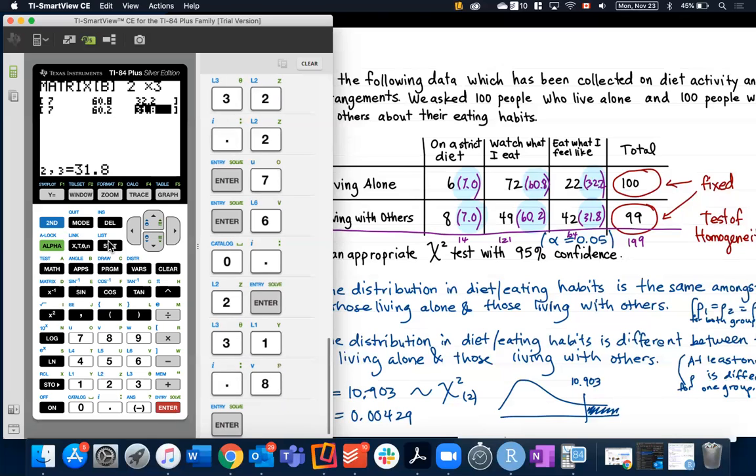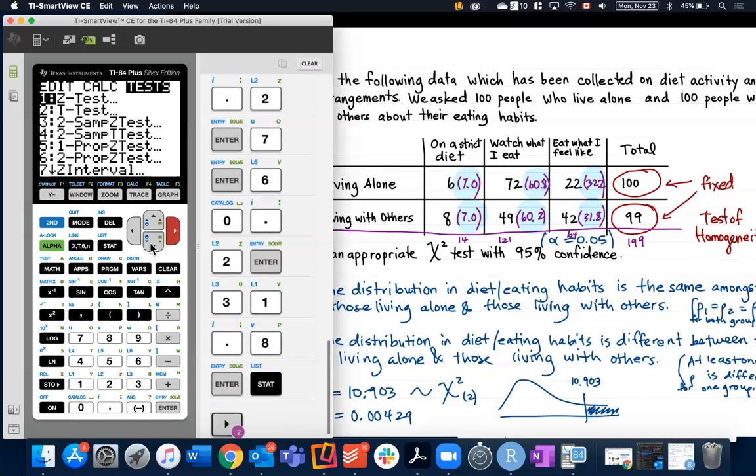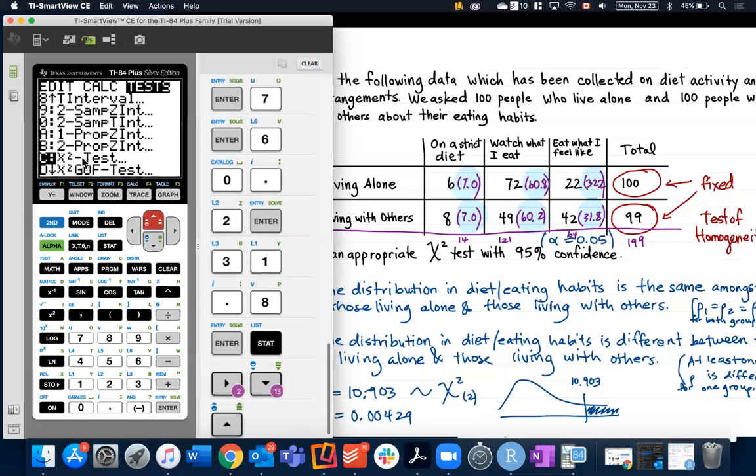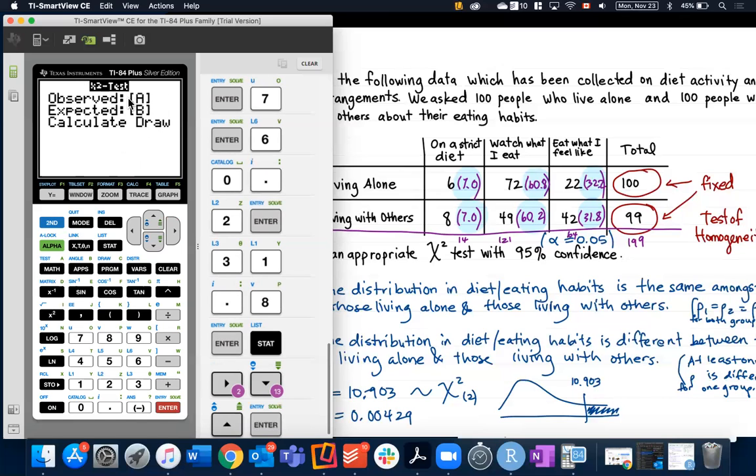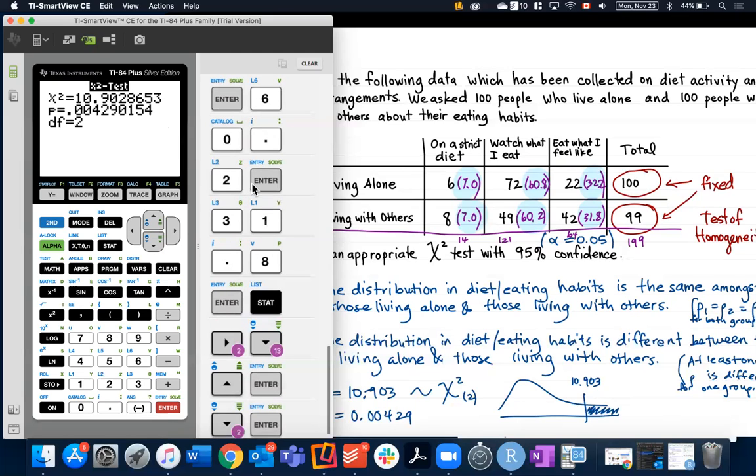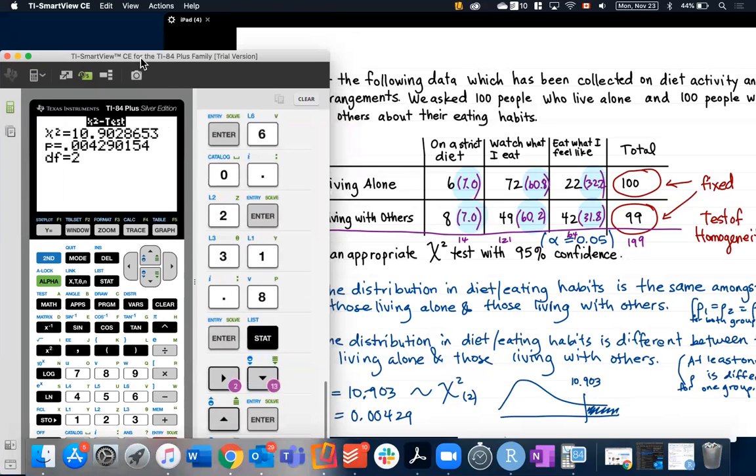And so if I go to stat and then over to tests, you're going to go down to a chi-squared test. It should be down here. There it is, chi-squared test. Chi-squared test is the one that we're going to use for both the test of homogeneity and the test of independence. So we'll do chi-squared tests. My observed are in the matrix A, my expected are in matrix B, and I go through and press calculate, and it does give me the same thing that R gave me before. So my test statistic here is 10.903 if I round. My p-value is 0.00429. It also tells us the degrees of freedom is 2.